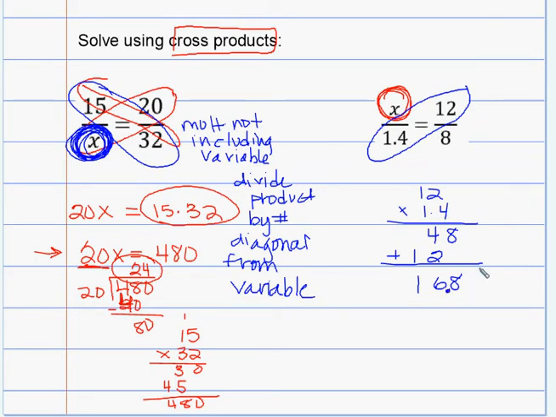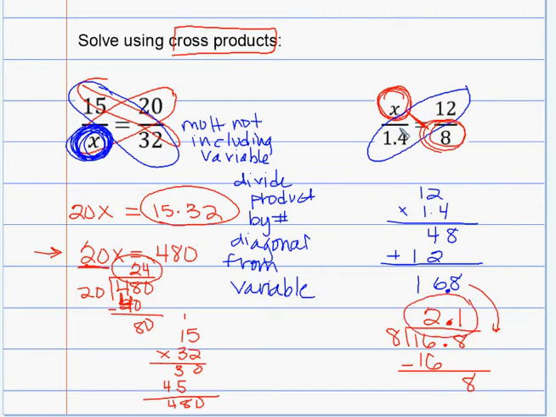Then I go back up here, and what number was opposite from my variable? 8. So I need to divide this product by that other number, by 8. So 8 goes into 16 2 times. Bring down the 8. That would be 1, and I need to put my decimal up. So my answer, x, has to be 2.1.